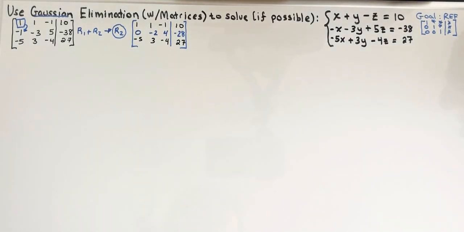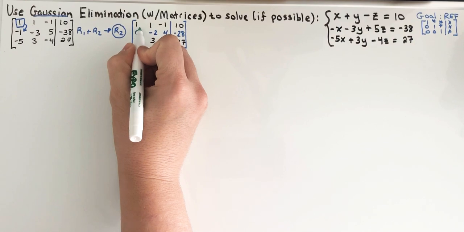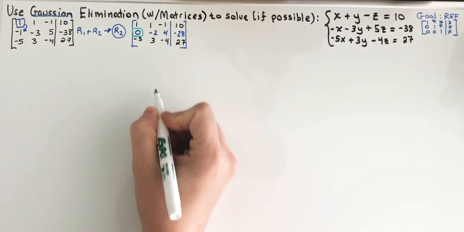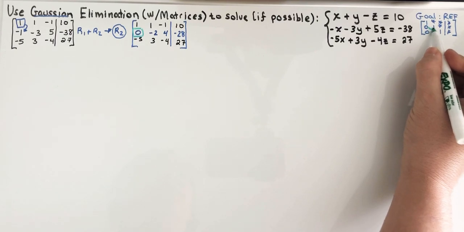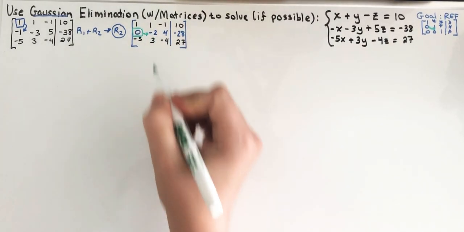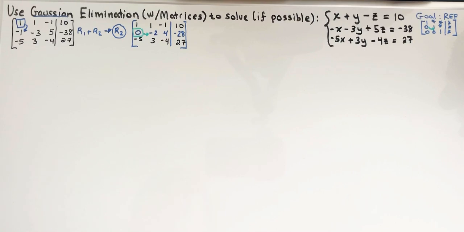So this is where I'm at so far. Now again, I notice that I have got my 0 where I wanted it, and my next goal in getting REF is to get the 1 to its right. So I would like to get negative 2 to turn into a positive 1. And again, I can do that by multiplying that row by a number, adding rows together, or swapping rows.